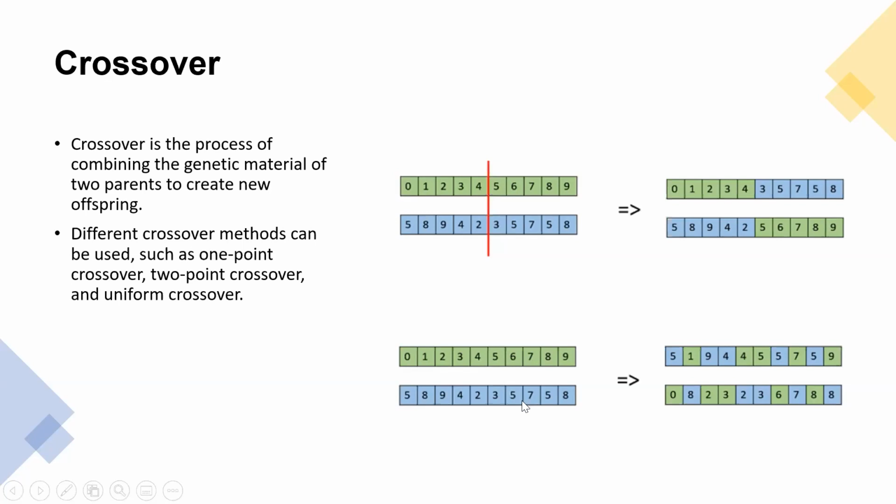And the next is uniform crossover, where each gene from the two parents is replaced. So this is also one kind of crossover. And there can be multi-point, two-point, and so on. There are different kinds of crossovers other than this as well.